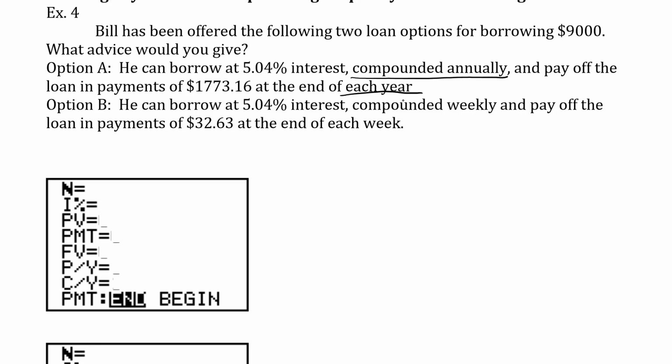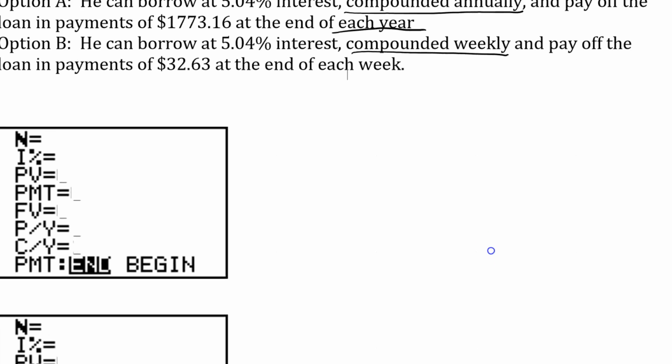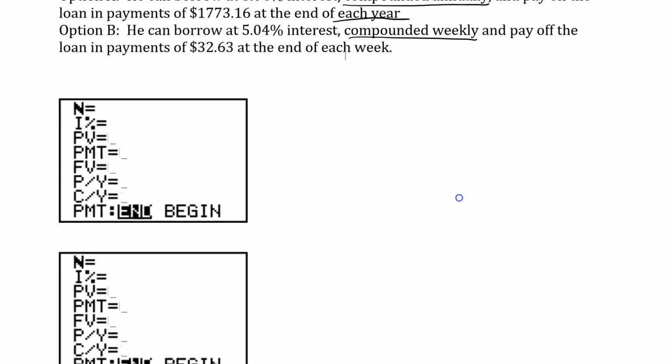Or option B, he can borrow at the same percent interest, 5.04, compounded weekly, and pay off the loan in payments of $32.63 at the end of each week. So what advice would you give? First things first, I want to know how long it takes each option to pay off, and then I want to figure out how much interest will have to be paid in either case.